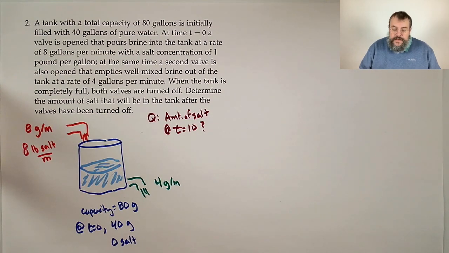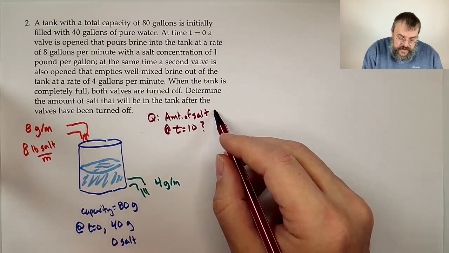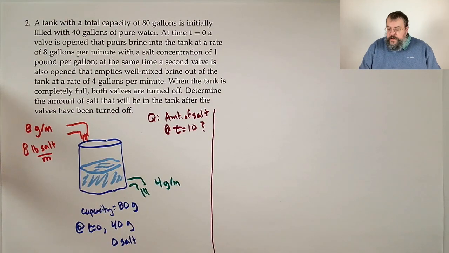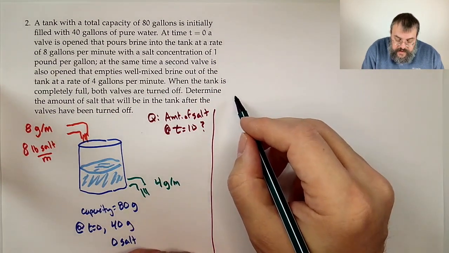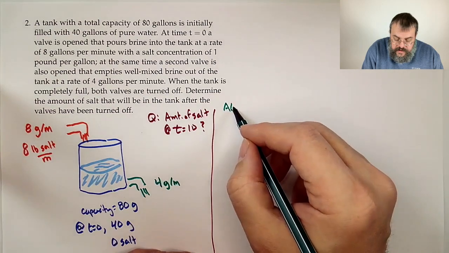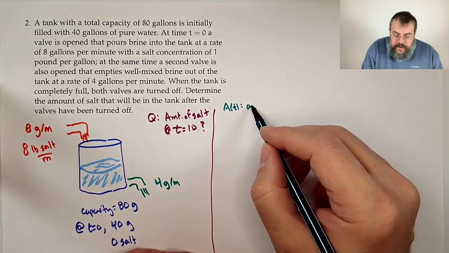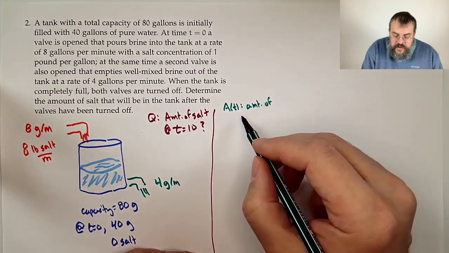Well, we need to begin with the name. So what do I mean? Well, what do we call our amount of salt? It's an amount, so we could call it A for amount. I mean, any name is fine. So let's let A of t equal the amount of salt at time t.